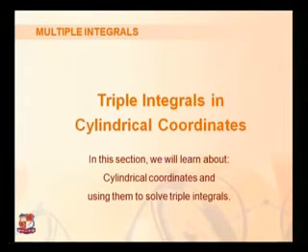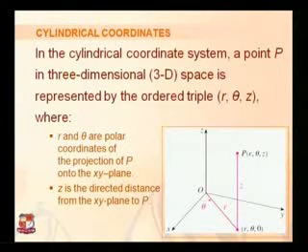If we move to the cylindrical coordinates, the cylindrical coordinate system represents a point in 3-dimensional space by the ordered triplet r, theta and z. Note that r and theta are the polar coordinates of the projection of p onto the x y plane. So the third coordinate z is as it is, because in Cartesian coordinates there is x, y and z. Here we take r, theta and z, and for r and theta we know how to change the variables from x y to r and theta.